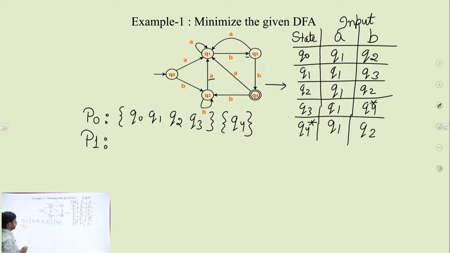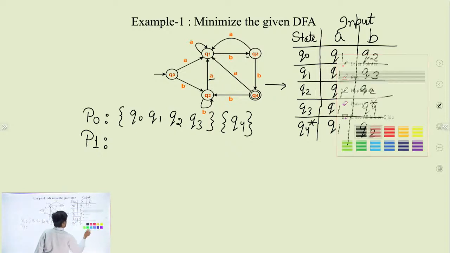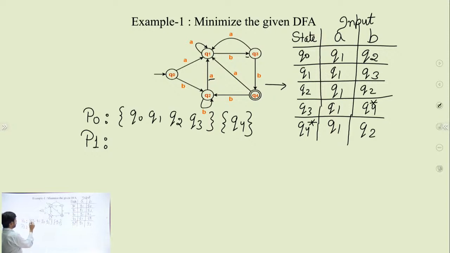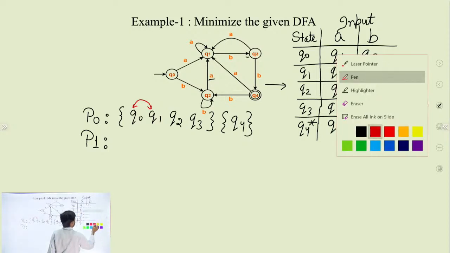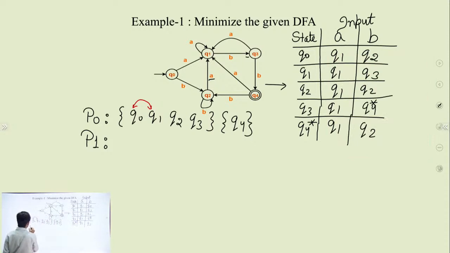Now check Q0 and Q1. Q0 only goes to Q1 and Q1 only goes to Q1. So do Q0 and Q1 belong to the same set? Yes, because they go to the same state. So they belong to the same set. So Q0 and Q1 come together.